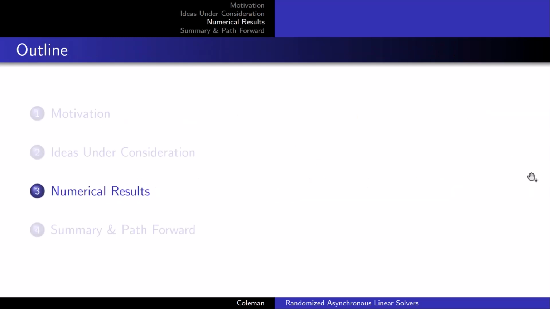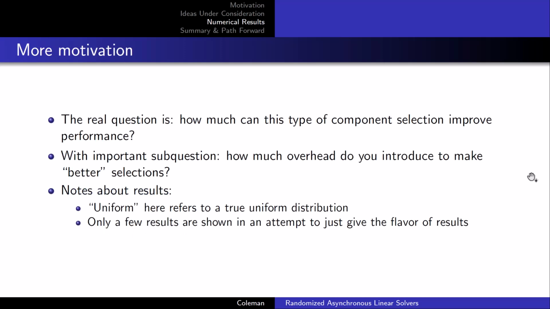Okay, just a couple of slides on numerical results. That's really not the emphasis of the talk here. The real question is, how much can we improve performance by selecting an appropriate component? And the obvious sub-question there is, how much overhead do you introduce? We'd expect that if we're picking components more intelligently, we're going to accelerate how many iterations it takes to converge. However, we're also adding overhead to the iterations, or raising the cost per iteration, depending on how you calculate things. But there's a trade-off there, and we're really trying to find a good balance.